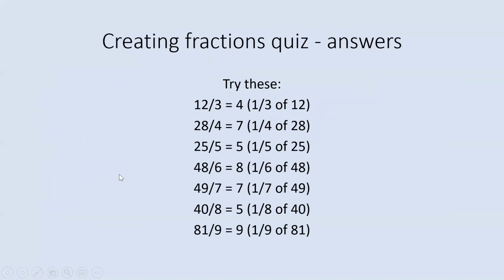Okay, and here are the answers to that creating fractions quiz. So 12 divided by 3 equals 4. So the 4 was 1/3 of 12. 28 divided by 4 equals 7. So 7 was 1/4 of 28. 25 divided by 5 was 5, which is 1/5 of 25. 48 divided by 6 equals 8, which is 1/6 of 48. 49 divided by 7 equals 7, which is 1/7 of 49. 40 divided by 8 equals 5, which is 1/8 of 40. And 81 divided by 9 equals 9, which is 1/9 of 81.